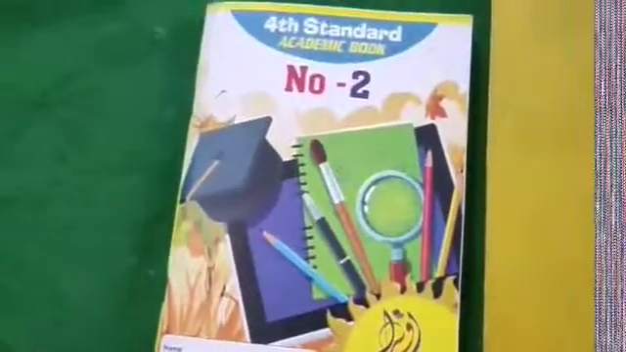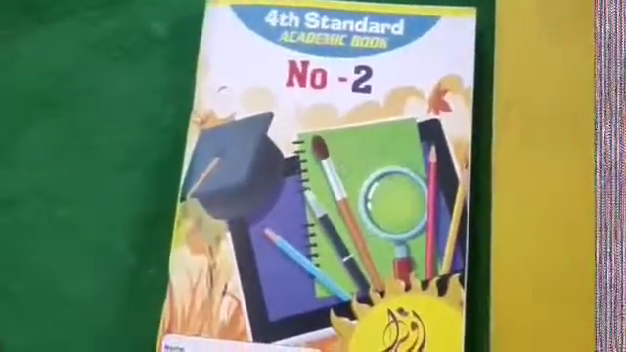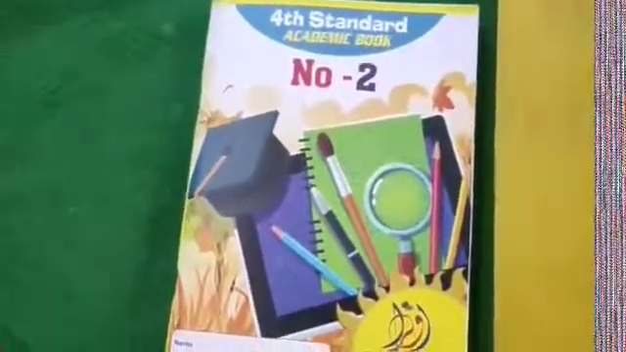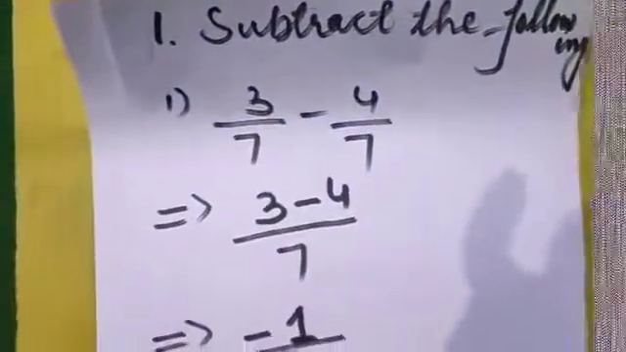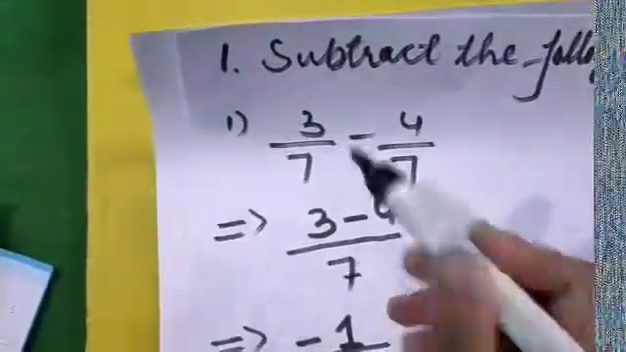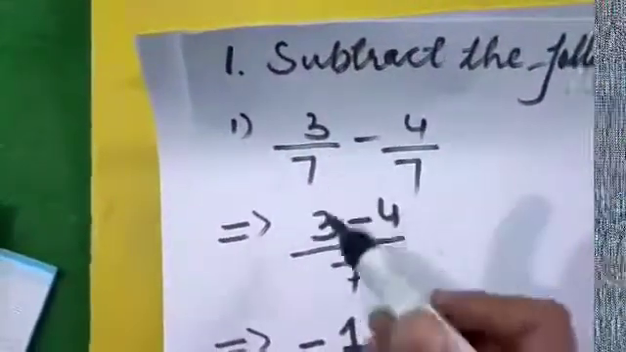In this lecture, we will learn how to solve the subtraction of fractions. Our question is: subtract the following. Our first part is 3 upon 7 subtract 4 upon 7. In the given fractions, the denominators are the same, that is 7. So we will write the single denominator and subtract the numerators.